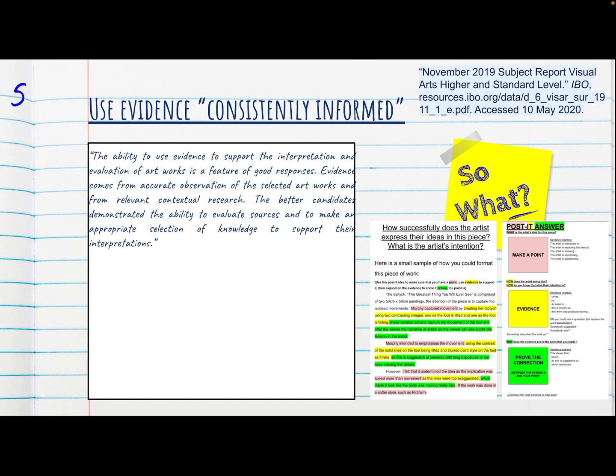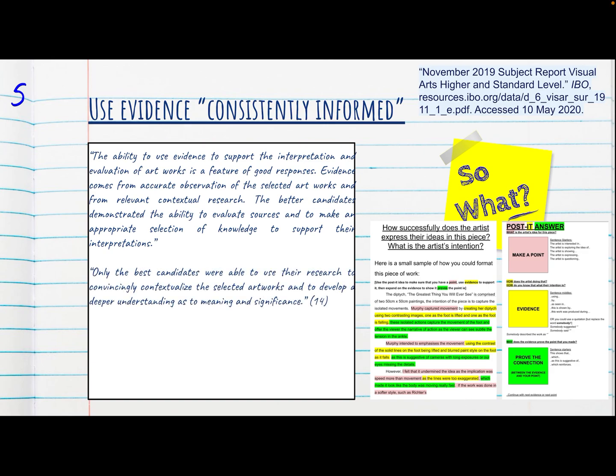Evidence comes from accurate observation of the selected artworks and from relevant contextual research. The better candidates evaluate sources and make an appropriate selection of knowledge to support their interpretations. Don't just give me information, use it. Don't just make a point or provide me with evidence. Put all of it together to prove your point. On the website, we've got these post-it answers as a suggestion of how to do that.